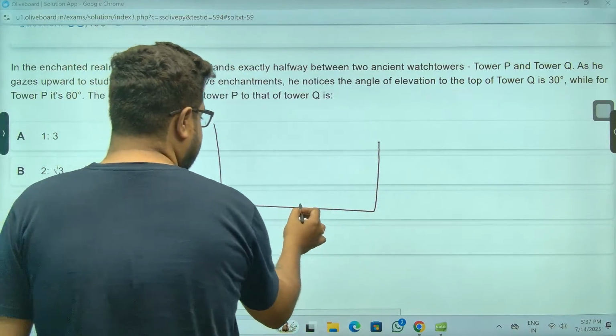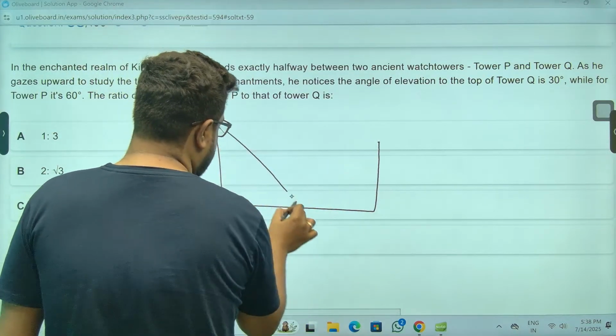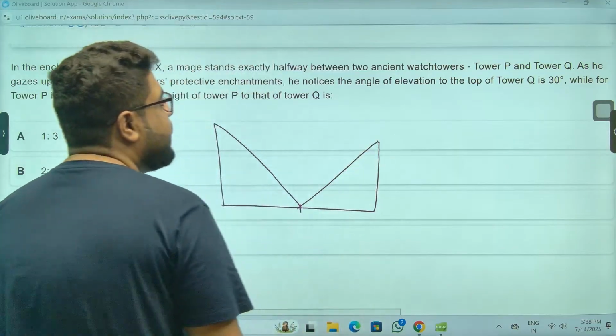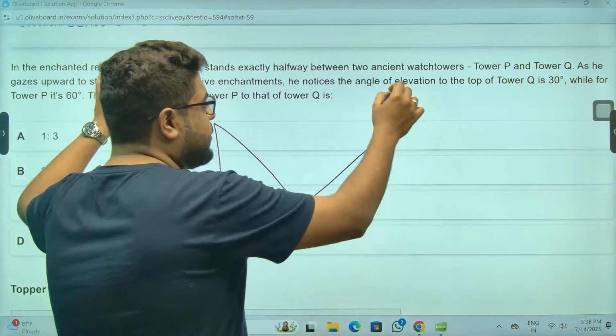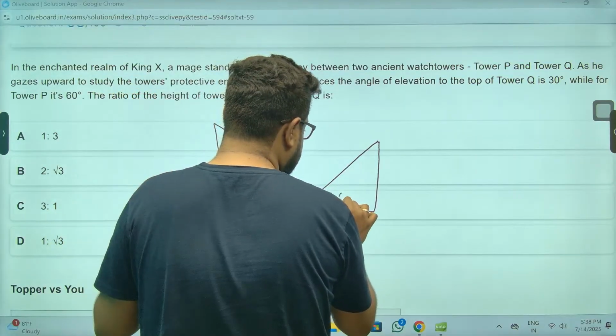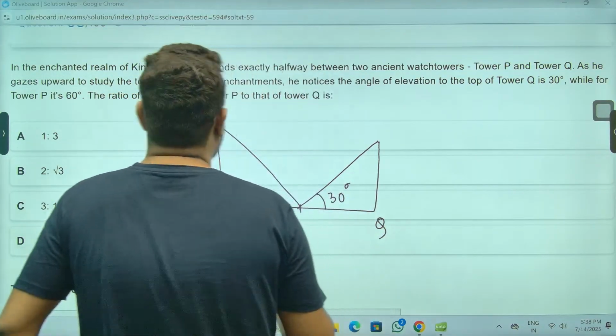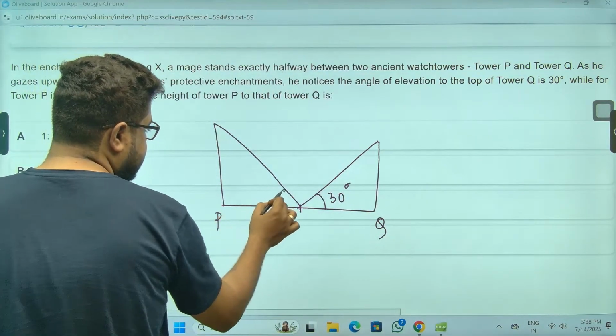From exactly the middle point, something like this will happen. Tower P and Tower Q. Gazing upwards, he notices Tower Q at an angle of 30 degrees. This is Tower Q, and Tower P is at 60 degrees.